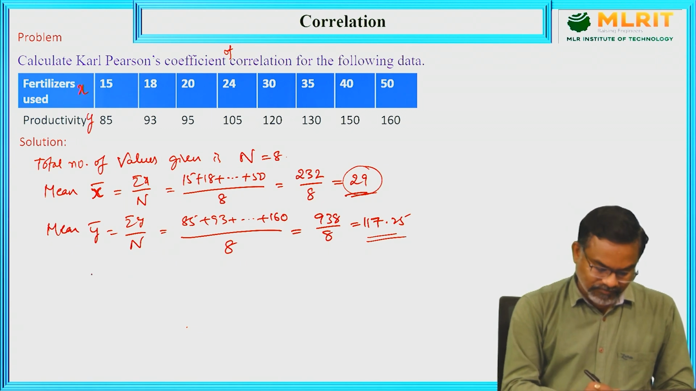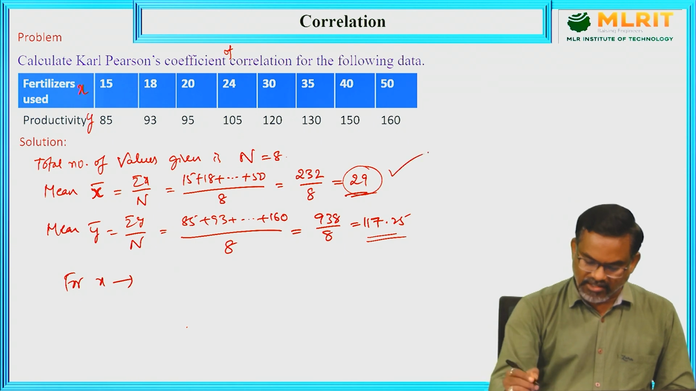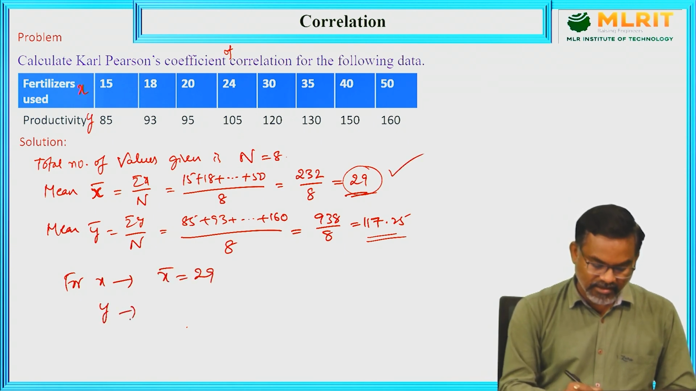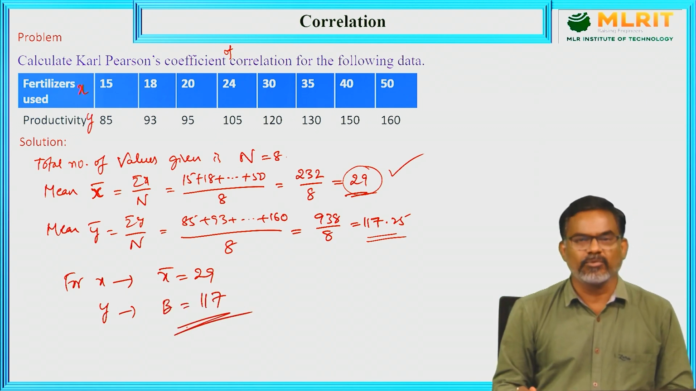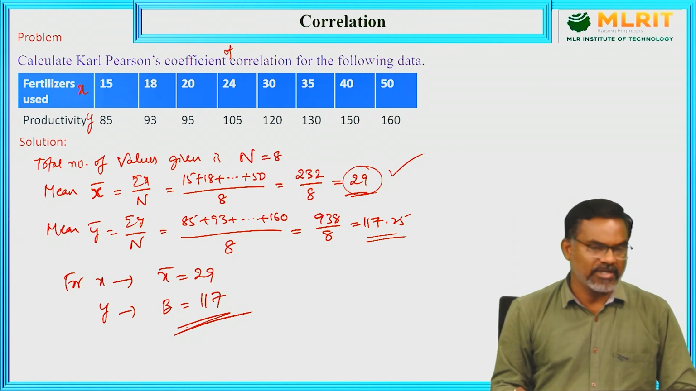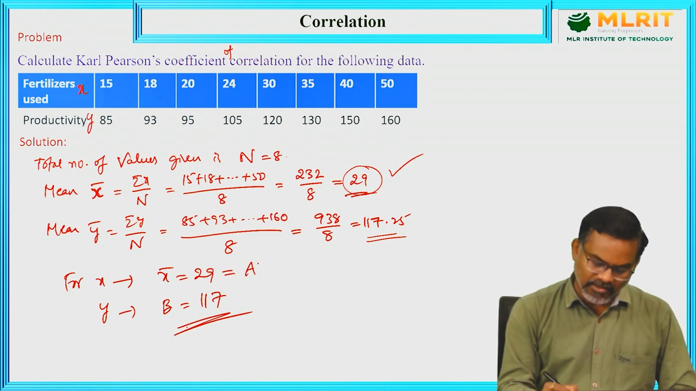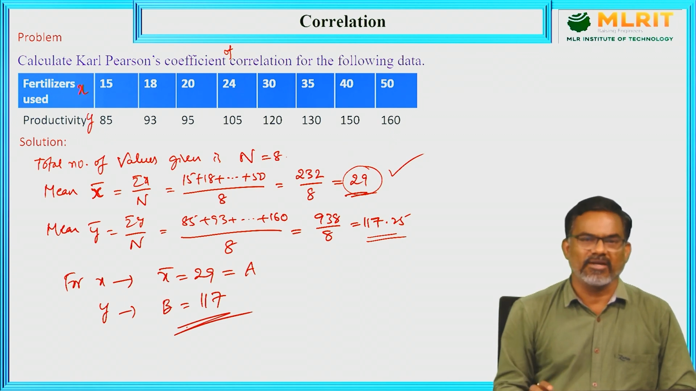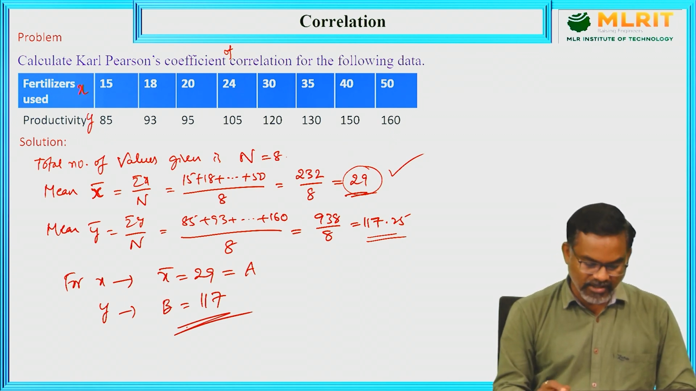So here for x, no need to consider assumed mean. We can take directly x bar as 29 itself. But for y, the actual mean is 117.25, so we can take the assumed mean b as 117. So x bar is 29 and b is 117. This is the assumed mean or the actual mean for x values. We can consider it as x bar, either x bar or a. So 29, 117.